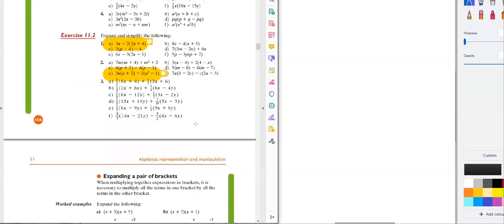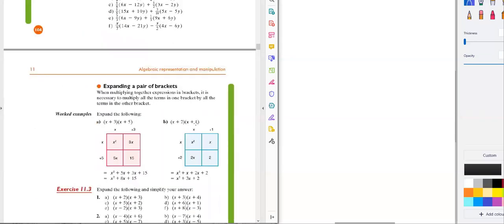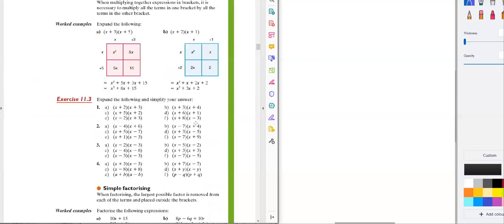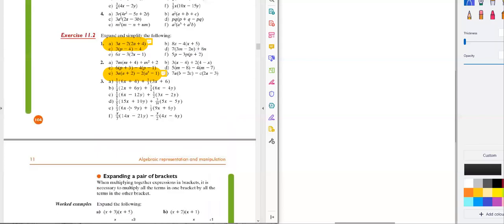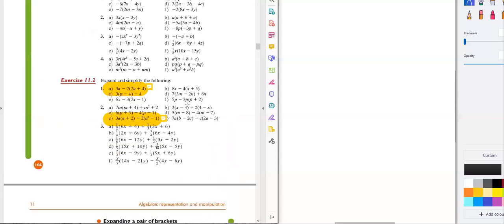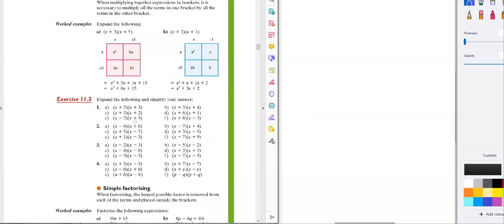Just expand it normally. Next one, expanding a pair of brackets. When you have two brackets like this, it is different from here. You see, different from this one. This bracket is separated with a plus sign here. You can see the plus sign here, right? So it's different from this one. This one is like the bracket here multiplied by the bracket here. So let's see how we are going to do it. Okay, let's see question 1a.